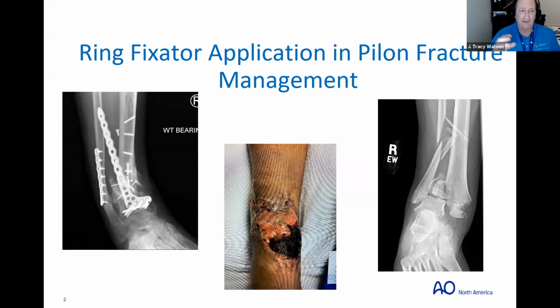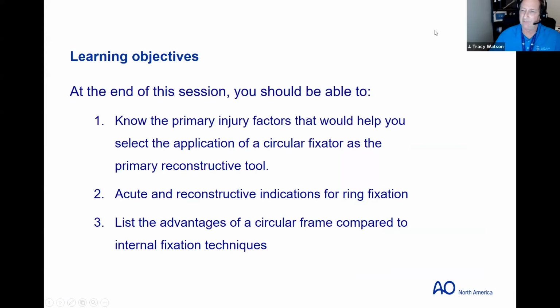So you don't start off thinking, I'm going to put a ring fixator on this. And you don't start off thinking, I'm going to put a nail down this. You think about the personality of the fracture. You've heard this a million times. And you really have to know the particular fracture components you're dealing with in the context of the soft tissue. So all three of us are talking about the same thing.